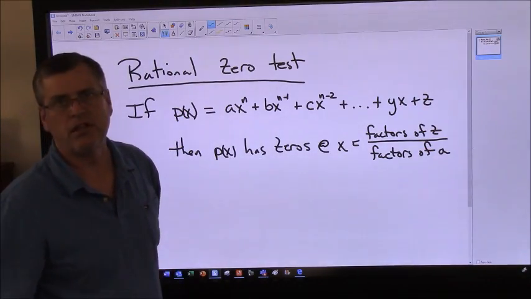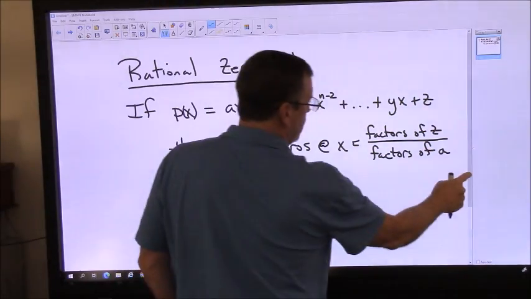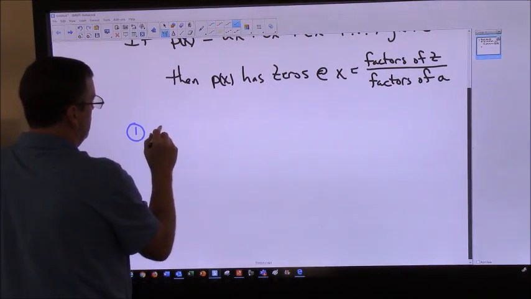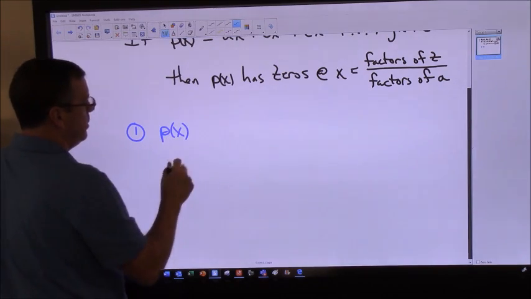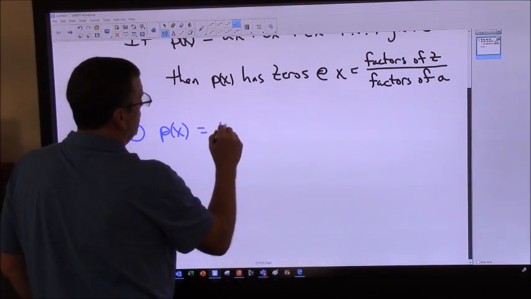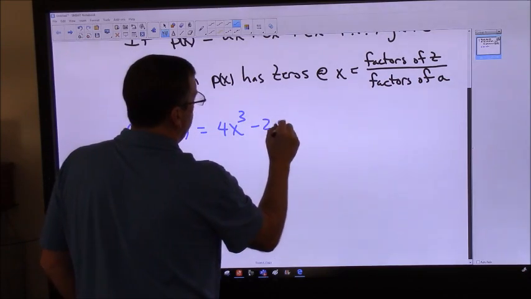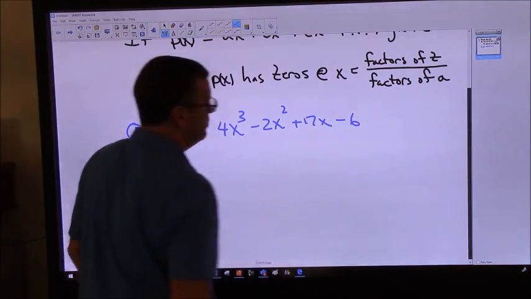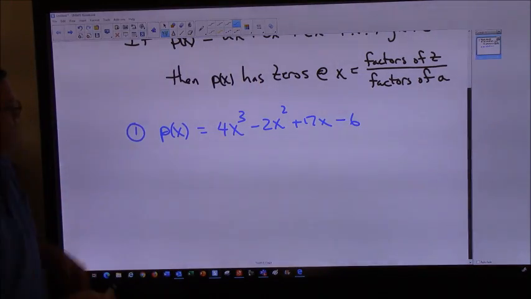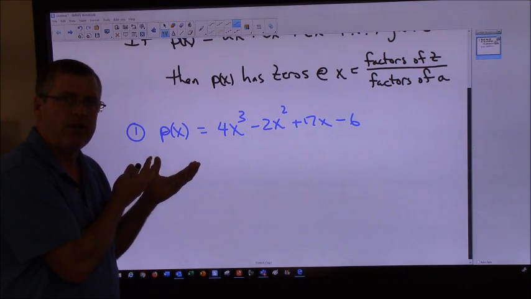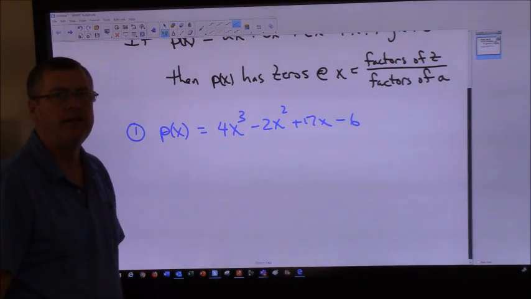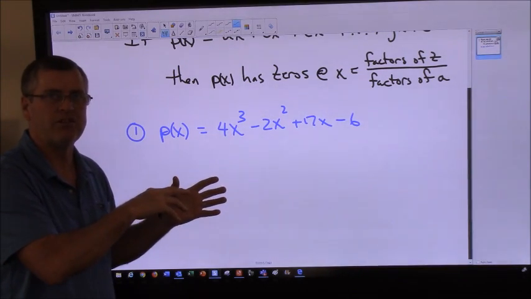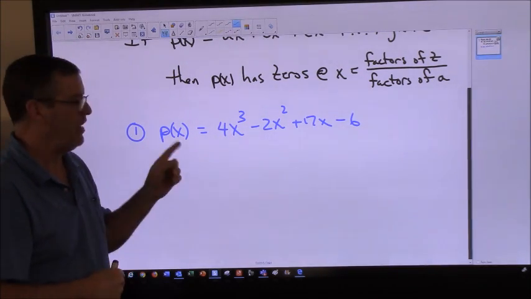Let's do an example, because I think that would help. So let's say I've got p of x, just p for polynomial, equals 4x cubed minus 2x squared plus 17x minus 6. And let's say I think there's some zeros there, and I want to try and use synthetic division to find them, but I'm not getting any hints. Remember our past assignments, we got some hints. We got some help on how to get started. Today we get no help.